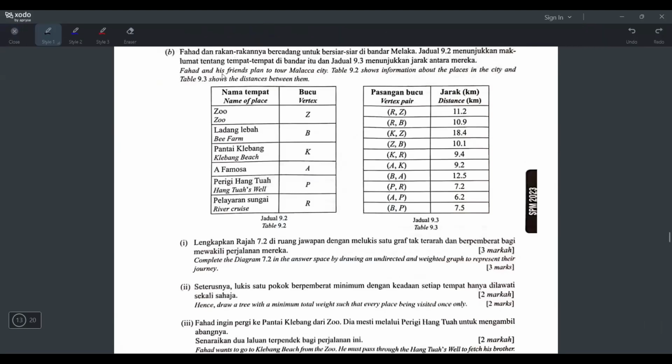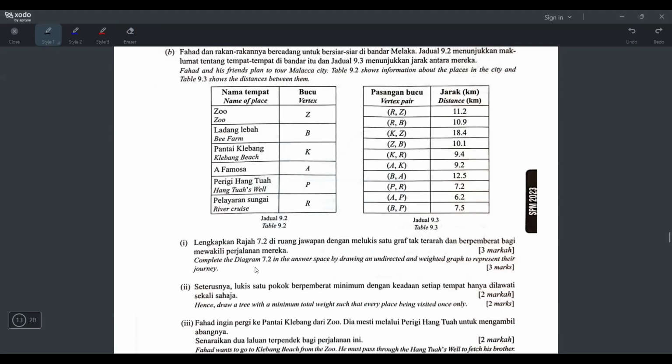Soalan B. Fahad and his friends plan to tour Malacca city. Table 9.2 shows information about the places in the city and table 9.3 shows the distance between them. So it could be a weighted graph lah because they got give us distance. Okay, now they say the name of place. This is the vertex. Zoo, they use Z. B farm, they use B. Klebang, K. A Famosa, A. Hang Tuah, they use P. River, they use R. And then this one, so it means this table is to tell you the vertex, the vertices, the bucu, eh? But this one is to tell you the edge. Yeah, they're telling you the R, ada satu line join to Z, R join to B, and so on. And these are all the distance.